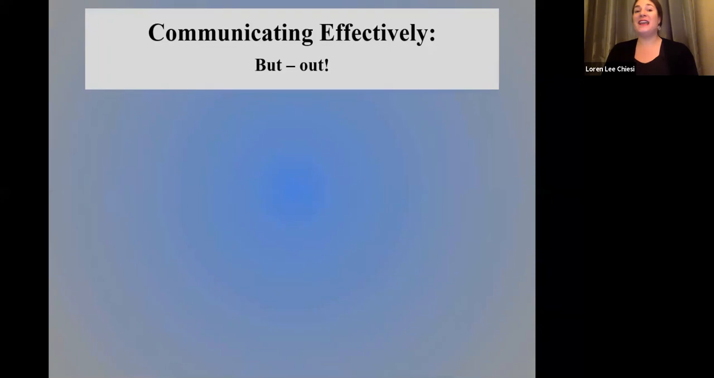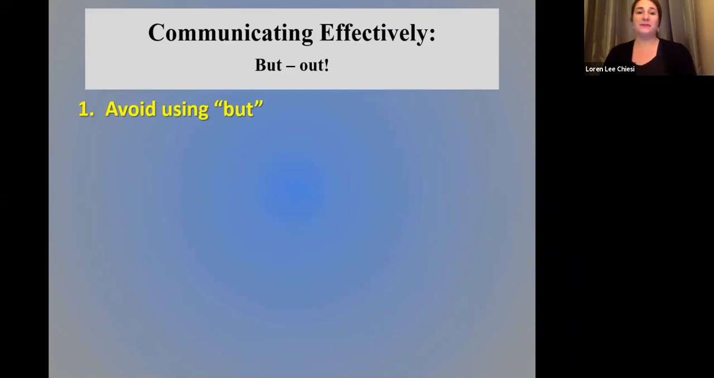Communicating effectively: get the "but" out. So avoid using "but" when you're talking in these dialogue type situations. This can be a hard habit to break. I know it was for me when I started doing it, but I realized that after I stopped using "but" as a transition or as a hedging word in my dialogues, it kind of reframed how my statements were received.